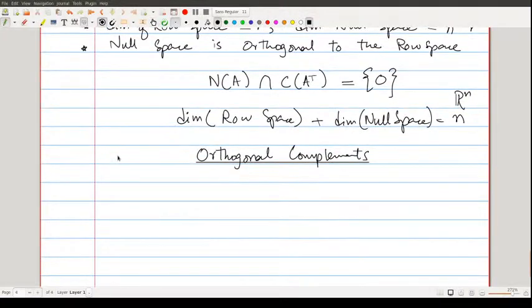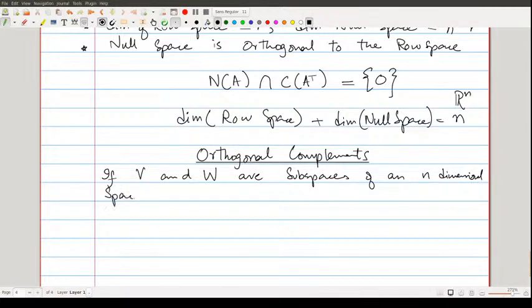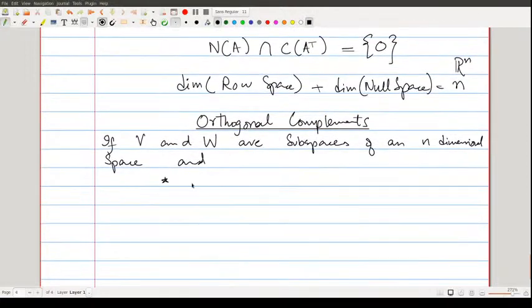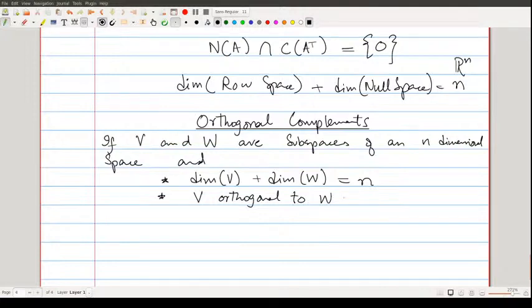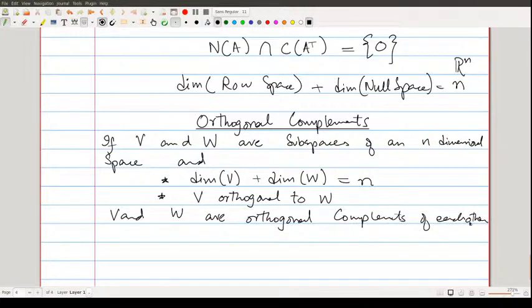So here's a definition for orthogonal complements. That is, if V and W are subspaces of an n-dimensional space, and first thing, that the dimension of V plus the dimension of W gives me the dimension of the whole space, which is n, and V is orthogonal to W, then we say that V and W are orthogonal complements of each other. Okay.